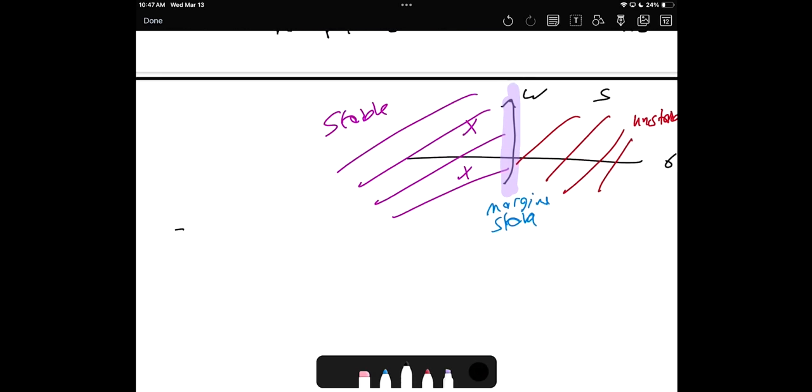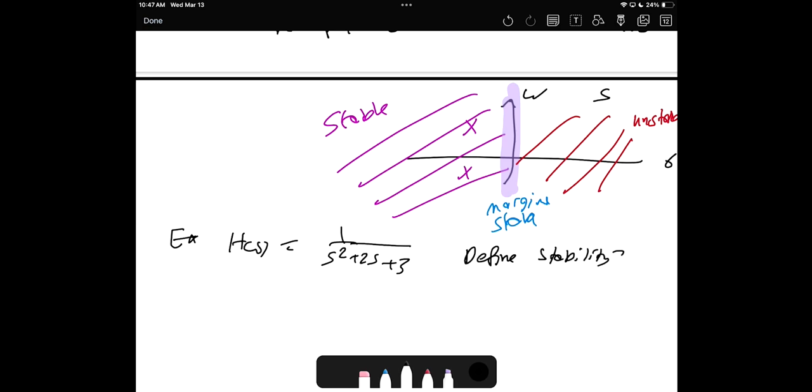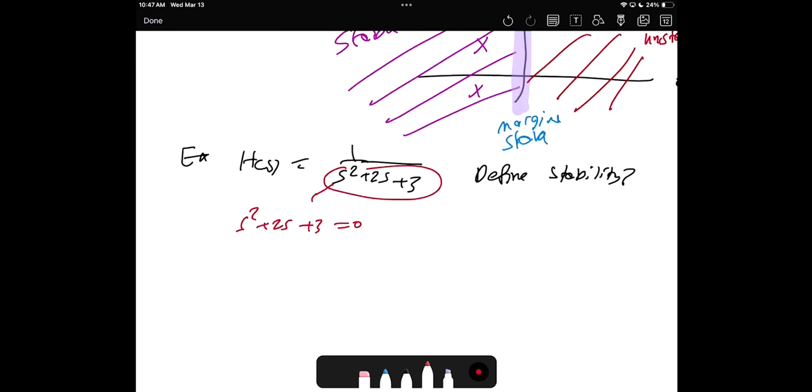Example: we have H(s) equals 1 over s squared plus 2s plus 3. Find the stability. Basically, you look at the poles, so find the roots of s squared plus 2s plus 3 equal to 0. Using the general quadratic formula, it's going to be a complex number: negative 1 plus or minus j square root of 2. Again, our target is to look at the real parts, not the imaginary. The real part here is negative. This means what?